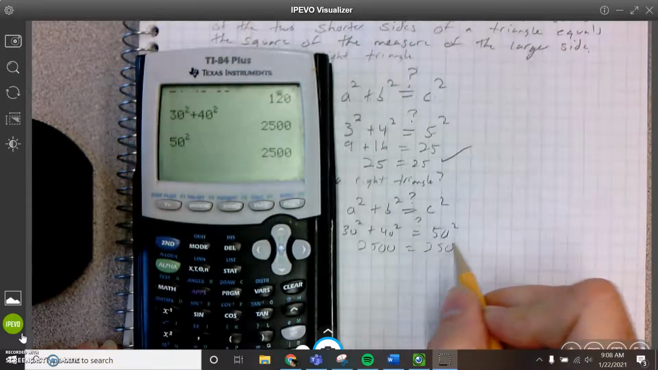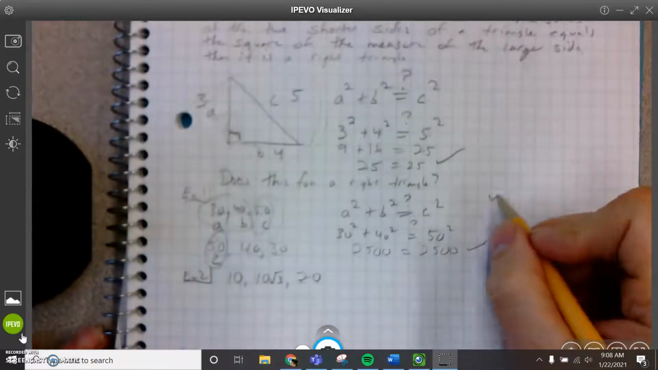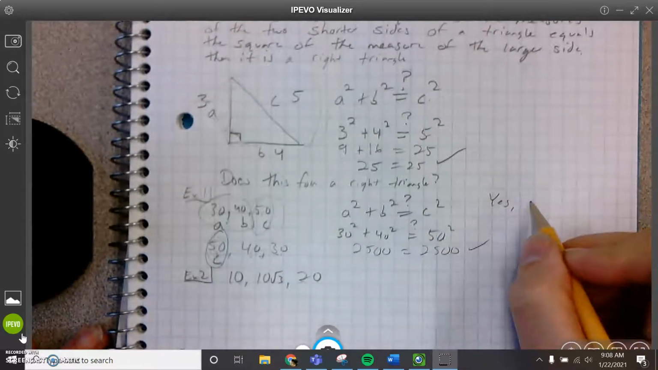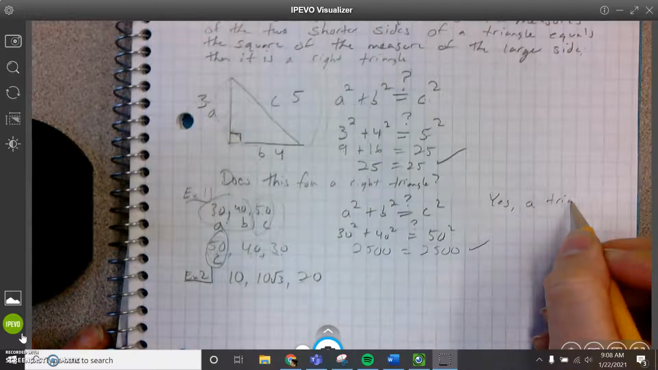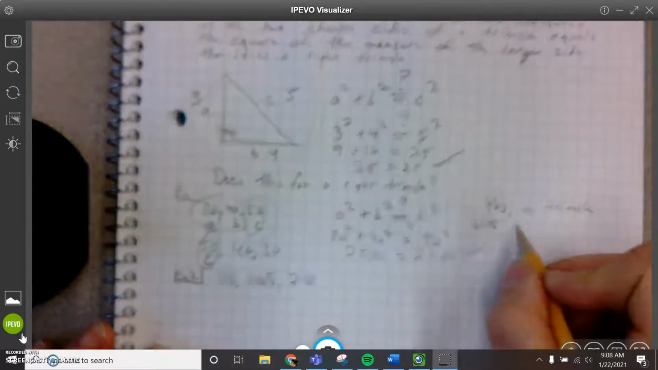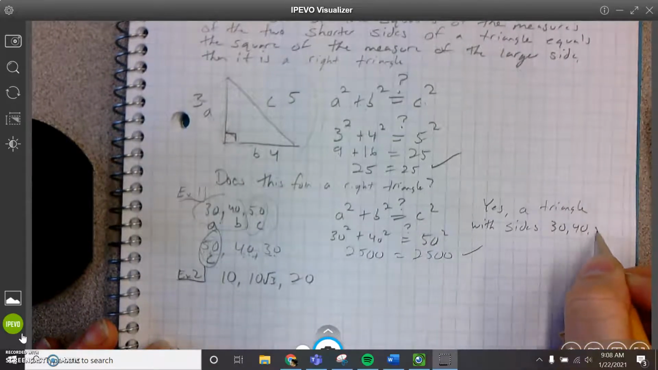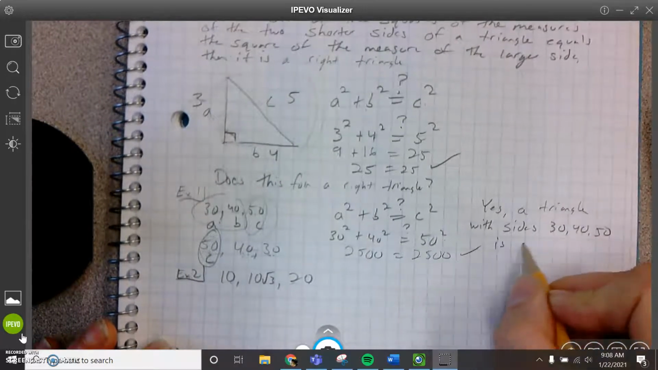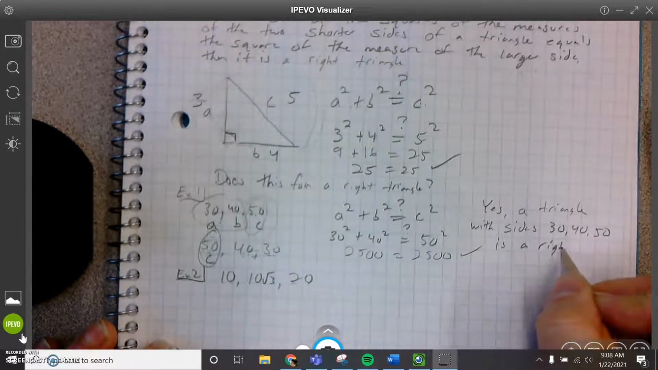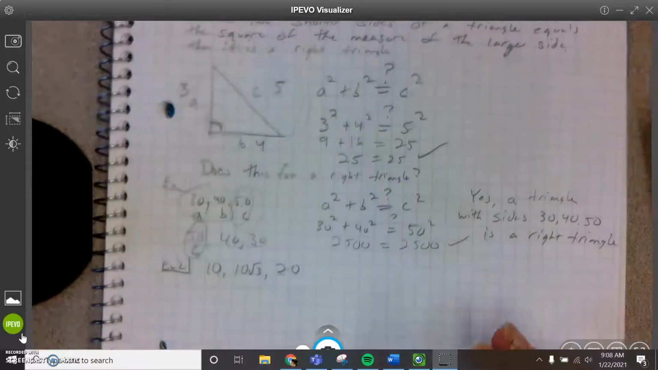also 2500. Boom. This is a right triangle, so yes. A triangle with sides 30, 40, and 50 is a right triangle. Boom. There you go.